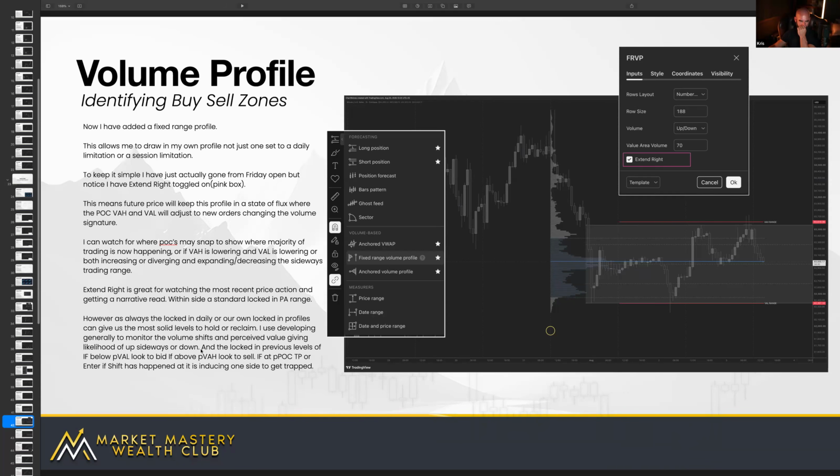I use developing generally to monitor the volume shifts and perceived value, giving the likelihood of up, sideways, or down. And the locked in previous levels: if below previous VAL, look to bid. If above the previous value high, look to sell. If at the previous POC, take profit, or enter if a shift has happened and it's inducing one side to get trapped.